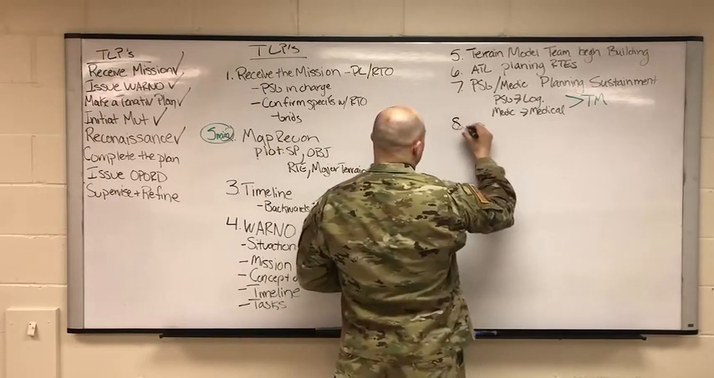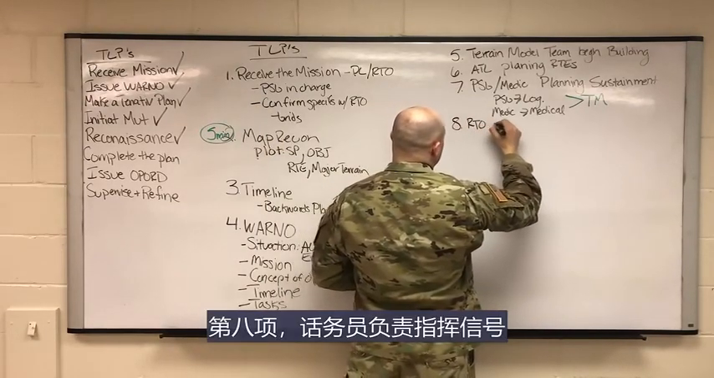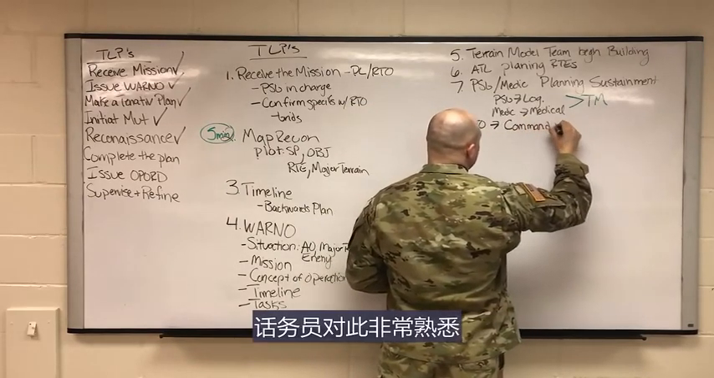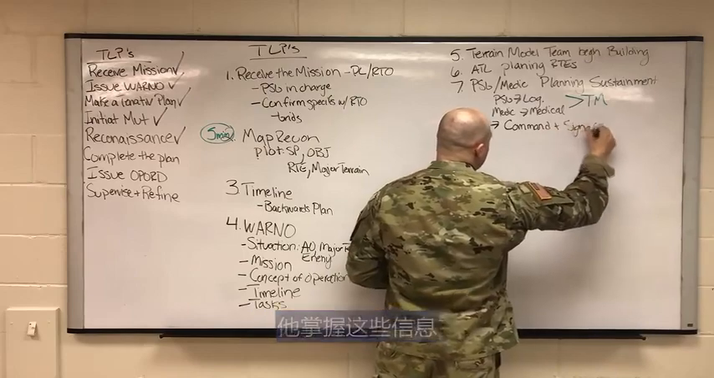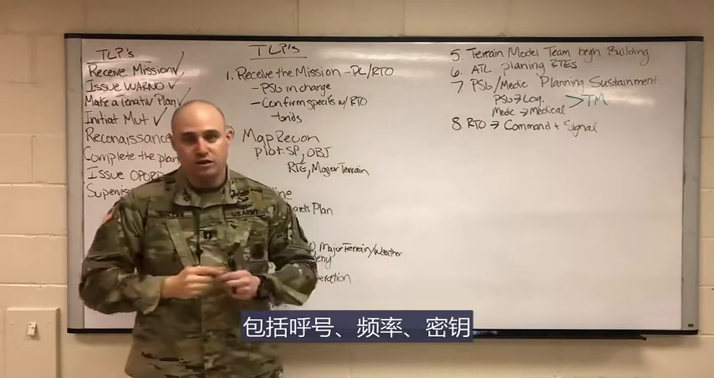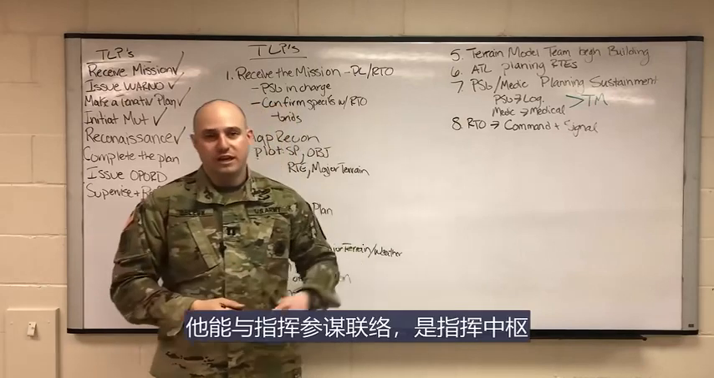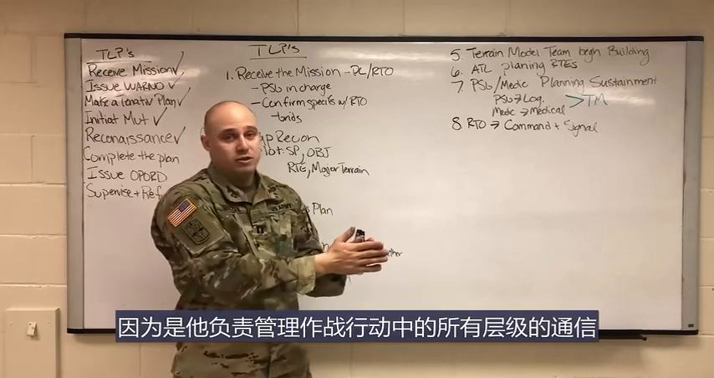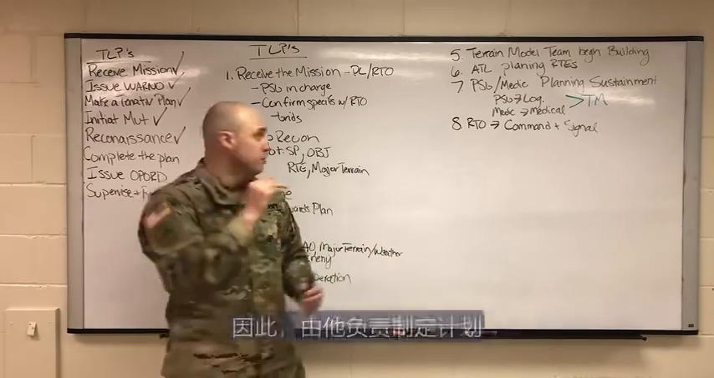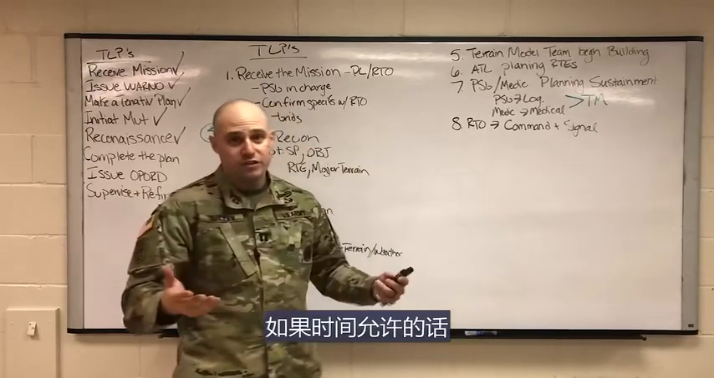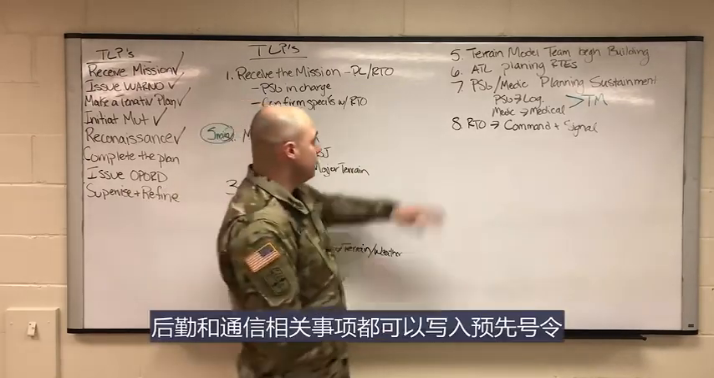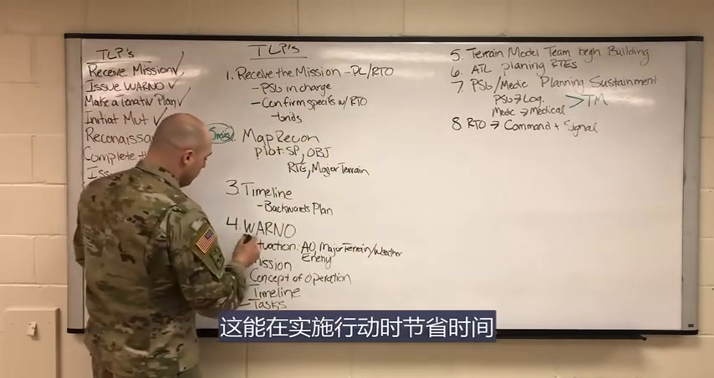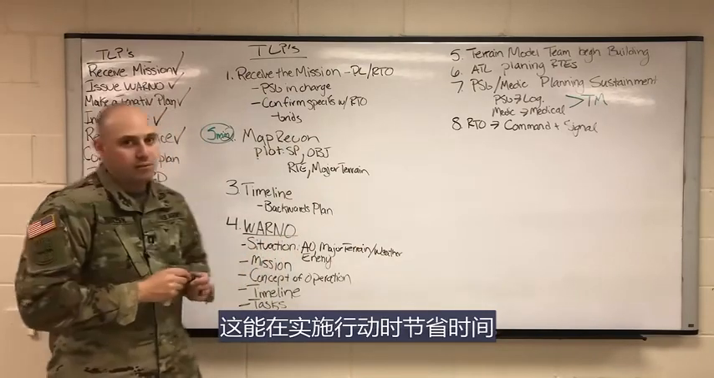Eight, all right, RTO is planning command and signal. That's obviously his baby, because he's got that information. He knows the call signs, the frequencies, the challenge and passwords, and he can talk the command stuff too, the mission command part, because he's managing the communication from the mission commanders all the way down to the lowest level. So RTO should plan that. And just so you know, if you have the time, this sustainment and command and signal can also be briefed in the WARNO, and that can save time when you're doing your operation.